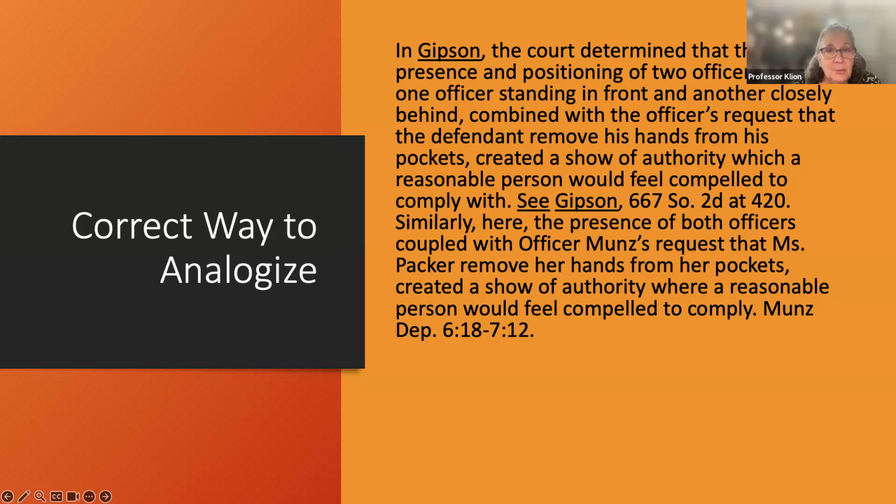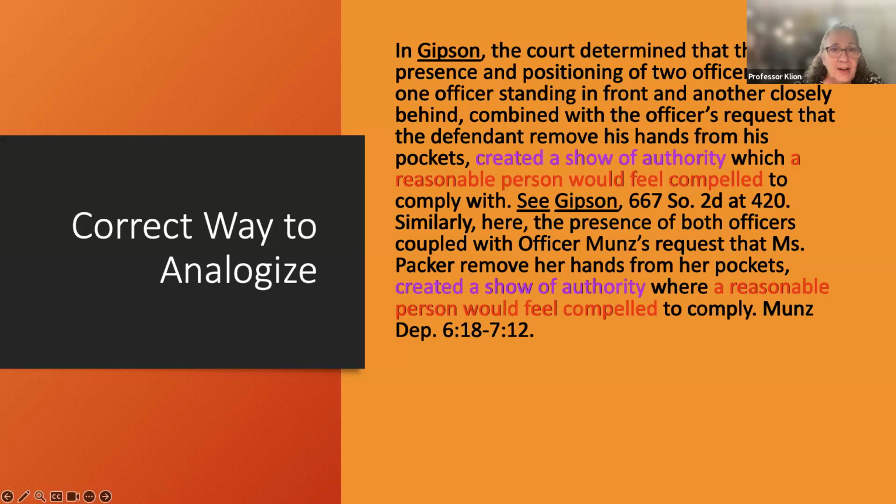Similarly here, the presence of both officers, coupled with Officer Muntz's request that Ms. Packer remove her hands from her pockets, created a show of authority where a reasonable person would feel compelled to comply. So remember, you're going to try to mirror the language so that the reader automatically sees the comparison. In Gibson, the officers created a show of authority. In your case, you have created a show of authority. In Gibson, you said a reasonable person would feel compelled to comply with. Here you say where a reasonable person would feel compelled to comply.